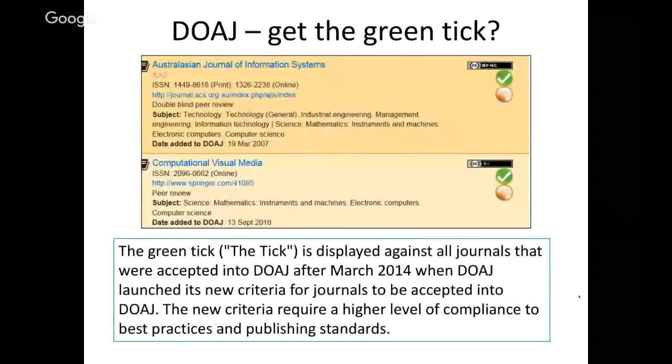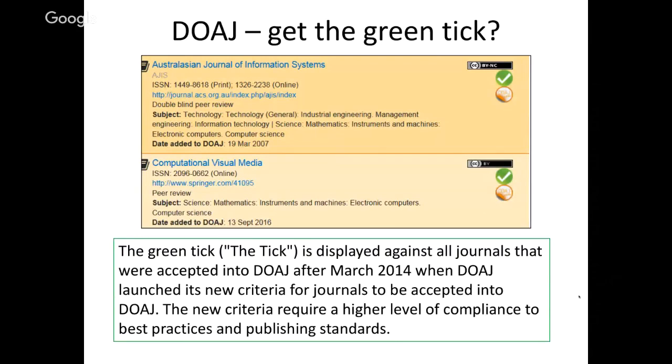So the green tick is displayed against all journals that are accepted after March 2014. During this time, DOAJ launched new, stricter criteria for journals to be accepted into DOAJ. So all the journals that are accepted after this period have a green tick next to them. This does not mean that the journals without the green tick are not good. Those are reputable open access journals too, but these were accepted before the new criteria was launched by DOAJ.